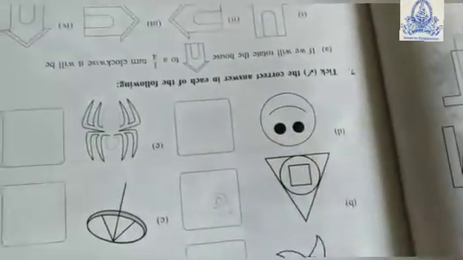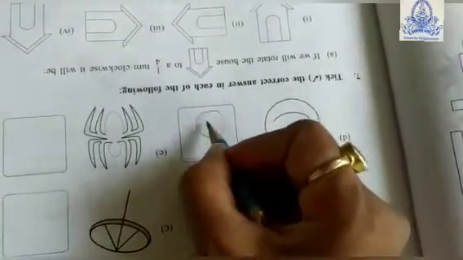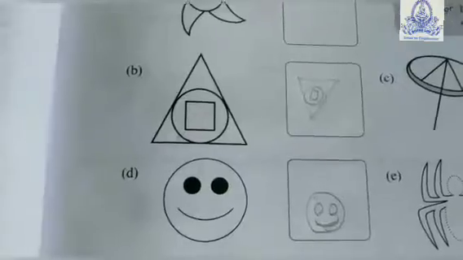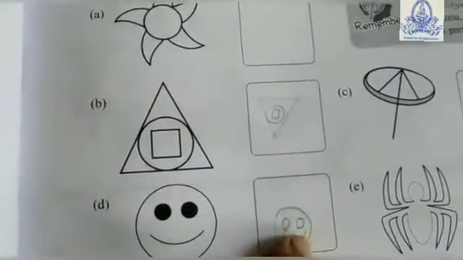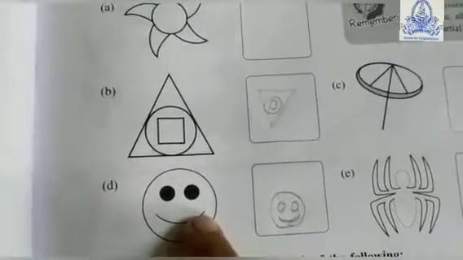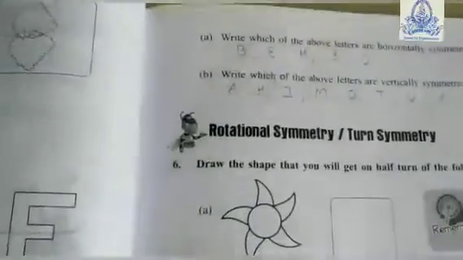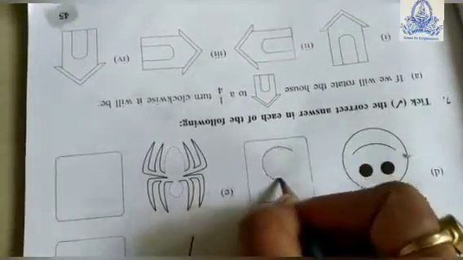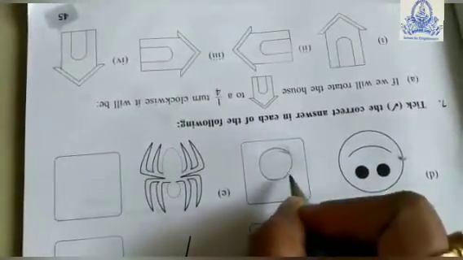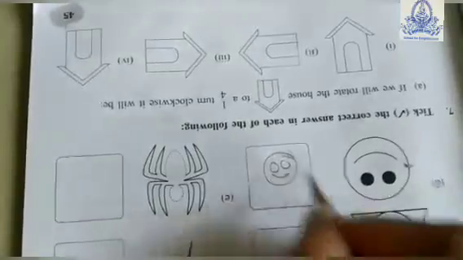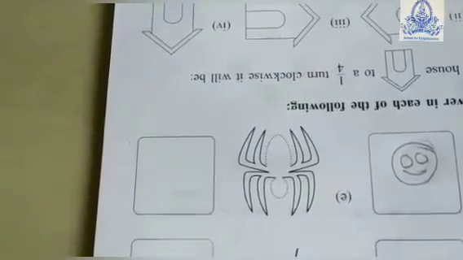This I am drawing. These two eyes will go down and this will go like this. See, understood? This is the original position, and when I turn the book like this, here, like this will be the figure.